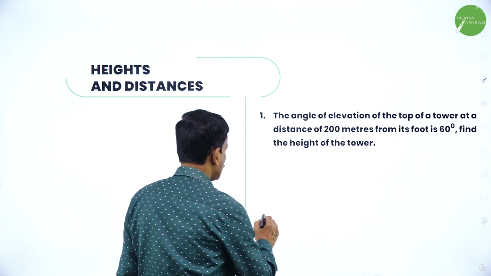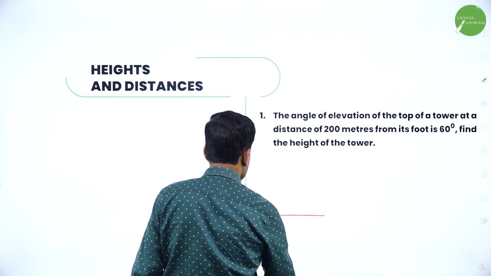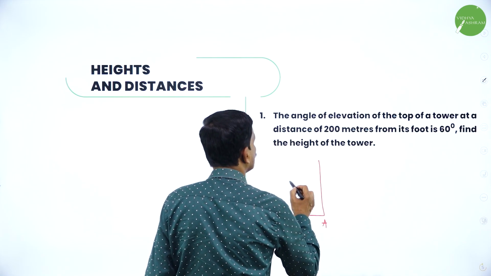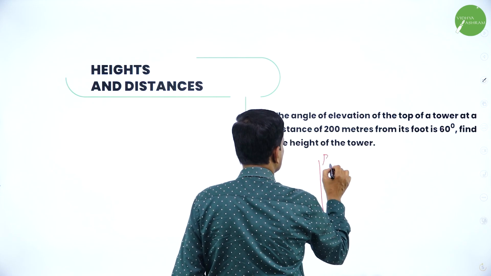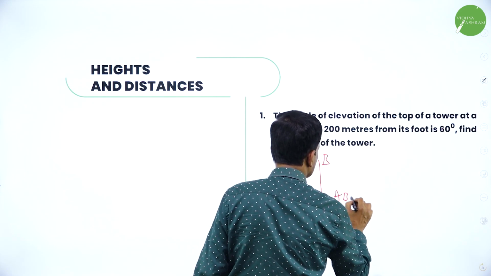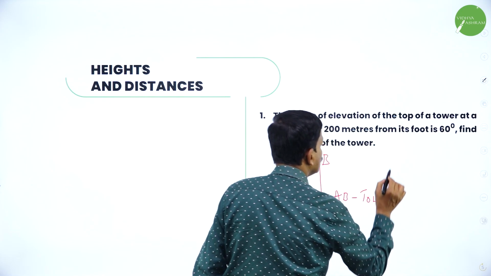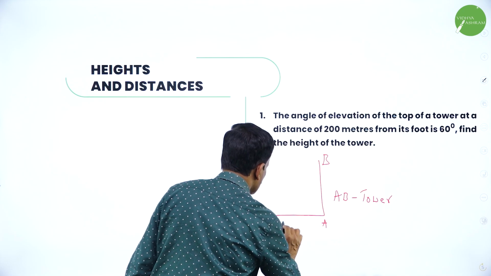Now let us write, this is a horizontal. So okay, this is the observer, OA is a horizontal. This is the tower. So the angle of elevation of the top of a tower, call it B. AB is the tower. Right. The angle of elevation, so this is at a distance, this is 20 meters.